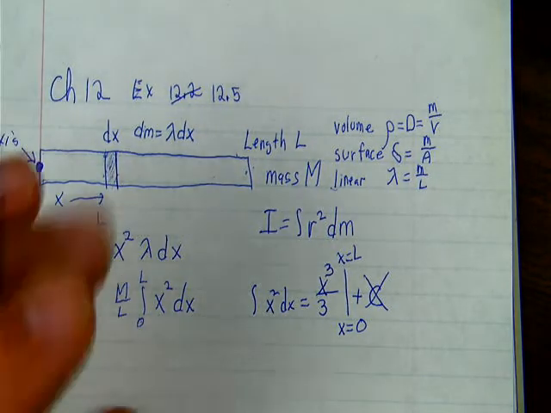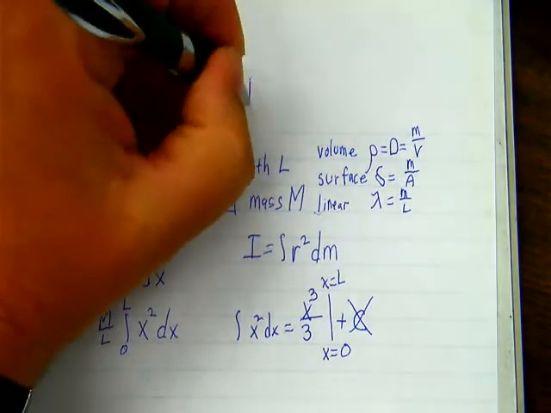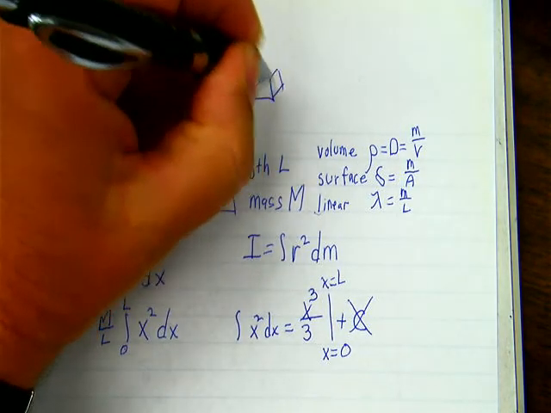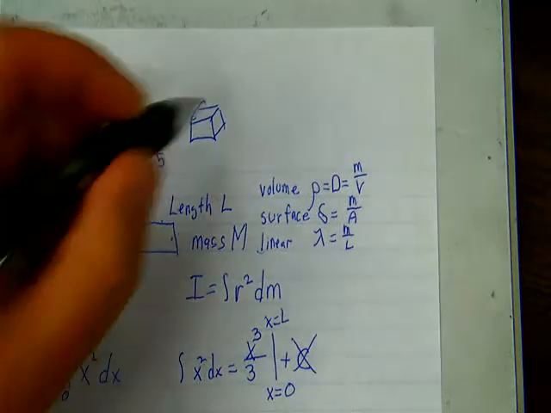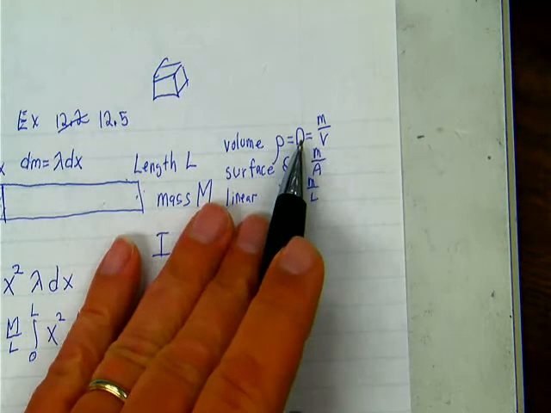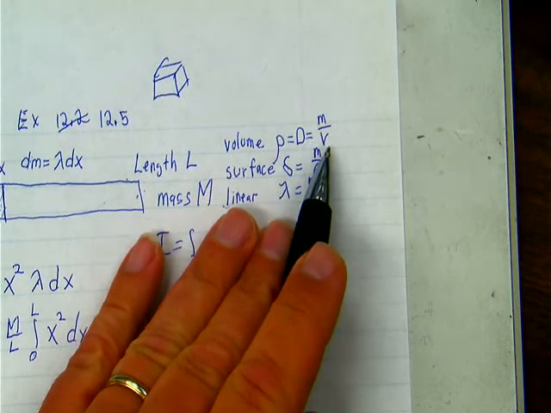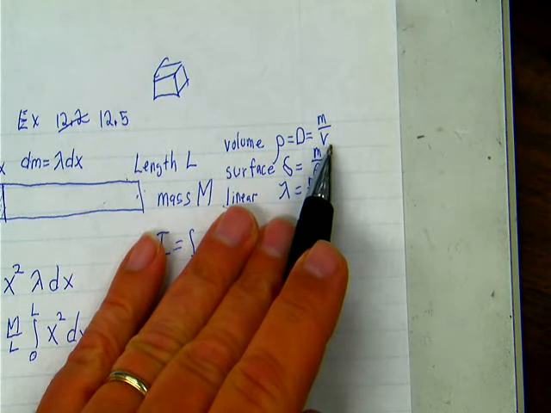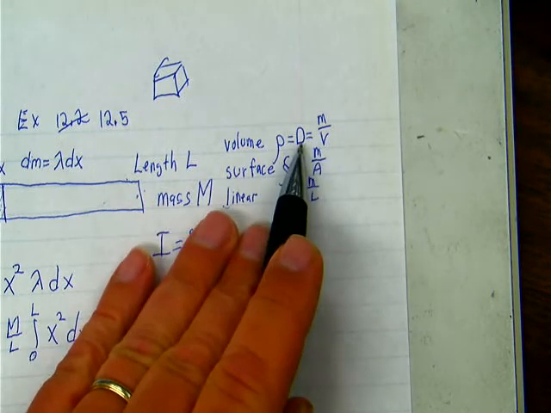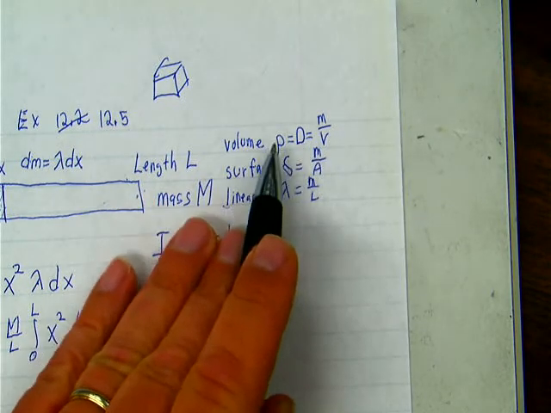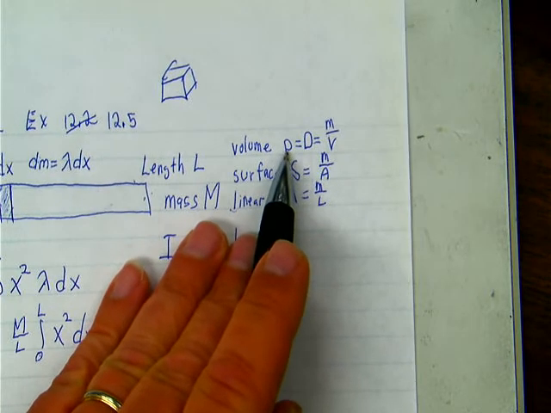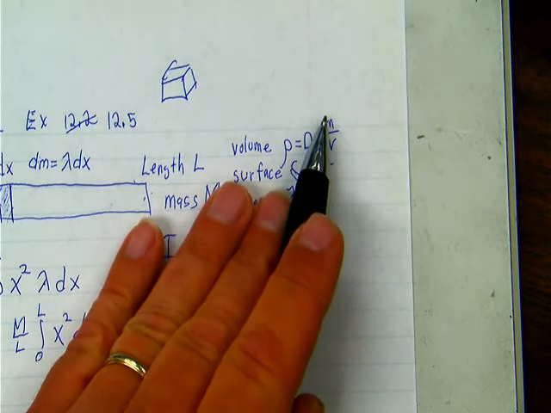When we have a three-dimensional object, a cube, the formula for the density of the cube is the total mass divided by the volume. And in high school, we use the symbol D for that. In college, we use the Greek letter rho to represent that. And so that's kilograms per cubic meter.